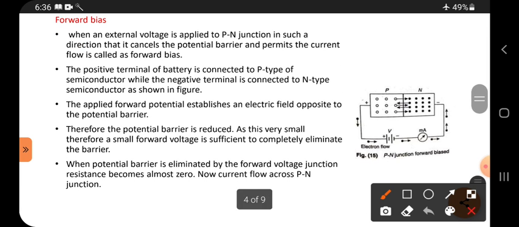Here the connection: the positive terminal of a battery is connected to the P type semiconductor, while the negative terminal of the battery is connected to the N type semiconductor, as shown in the figure. So here it is shown. See clearly.